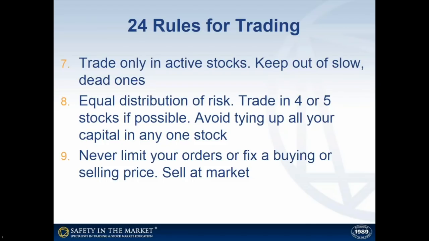Rule number 9, never limit your orders or fix a buying or selling price. Sell at market. Gann's talking about 2 things here. Number 1 is when you're entering the market in a strong trend. Sometimes you want to buy a stock at $9, but it opens up at $9.05 or $9.10 and starts running away. And because you wanted to only pay $9, you miss out on the whole move.